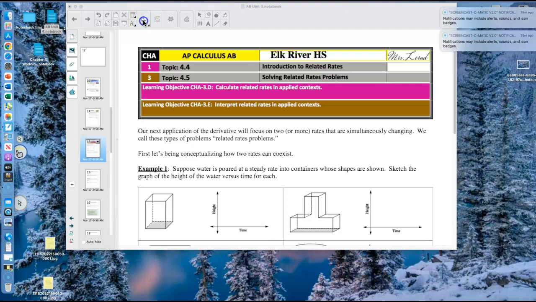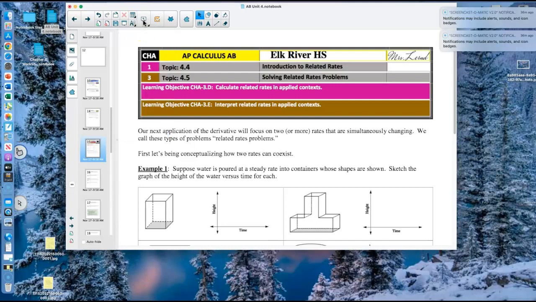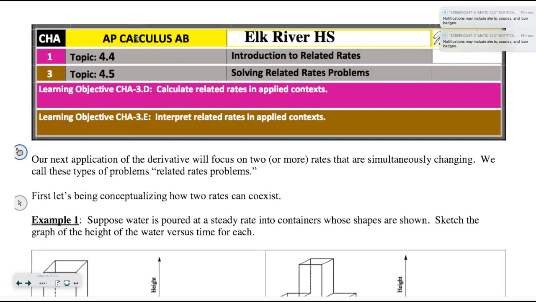We'll be doing 4.4. And related rates are things that change as other things change. That's why they're called related rates. They are rates of change that are related to each other.